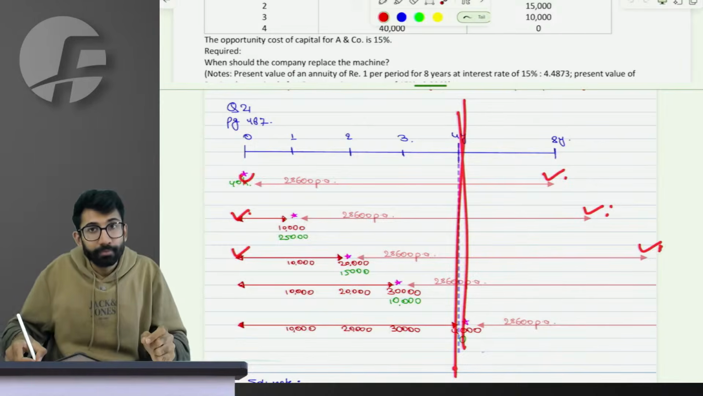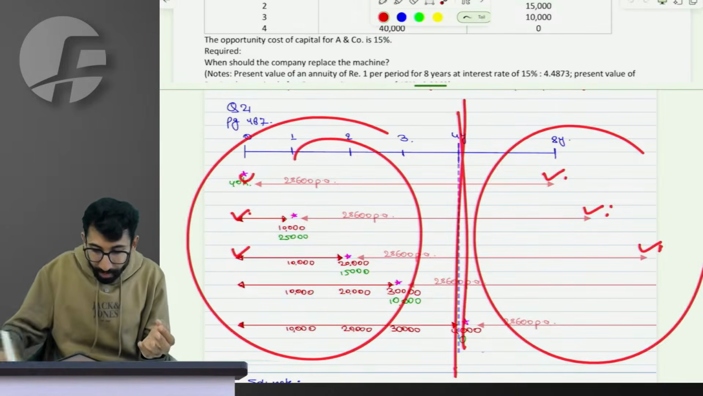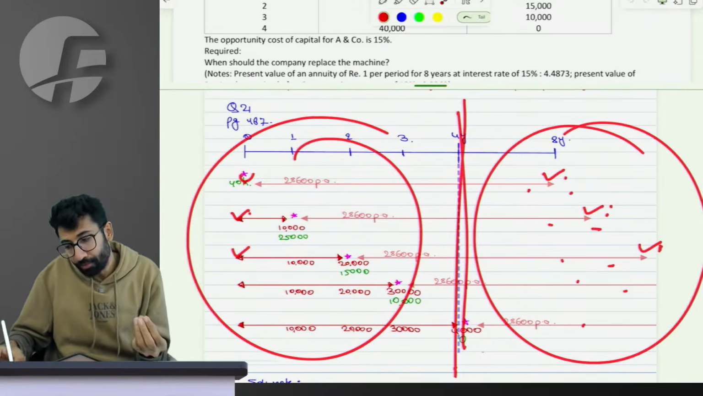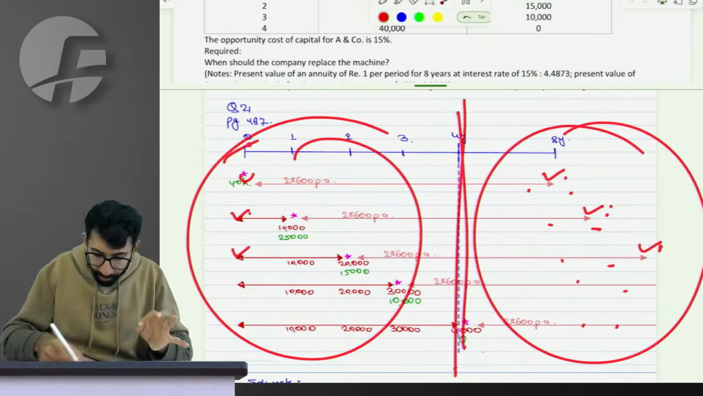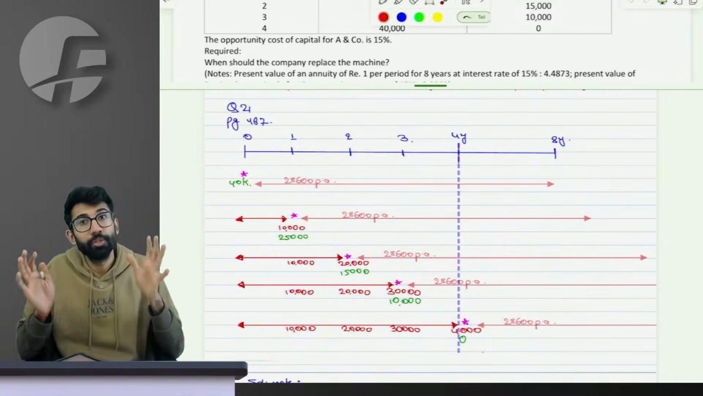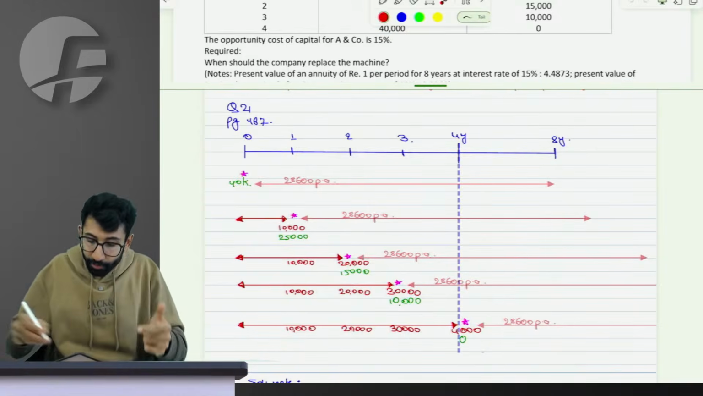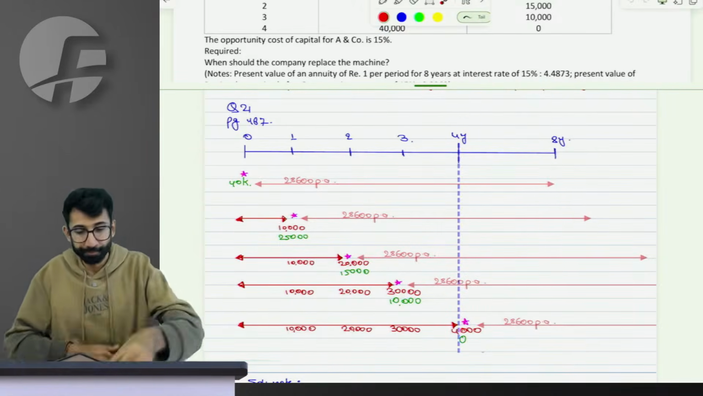The institute divided the time periods into this and this. After 4 years, the per annum cost is common for all the scenarios. So let's compare the cost for the first 4 years. I hope I was able to convey to you the question, not just solve it, but explain it in a manner that you all really find doable.